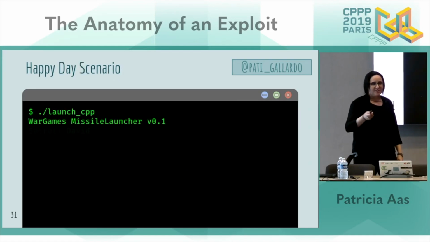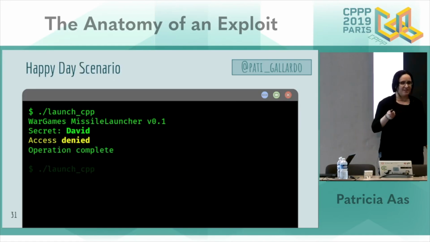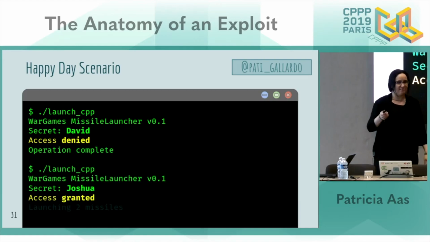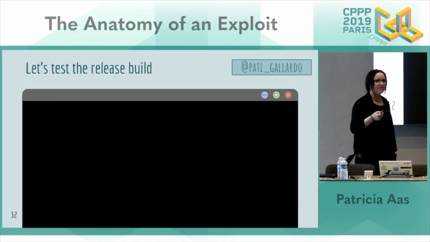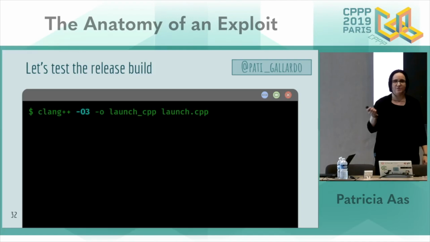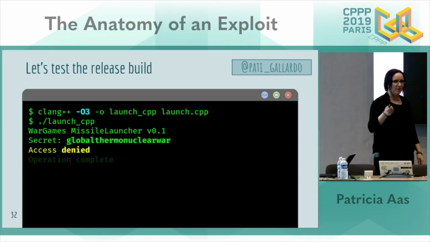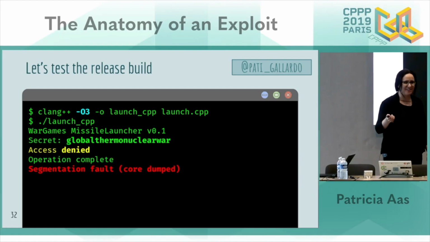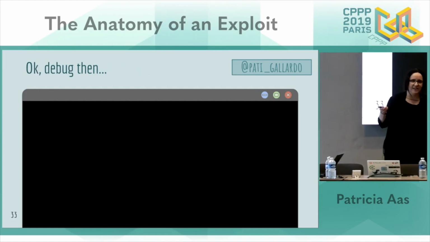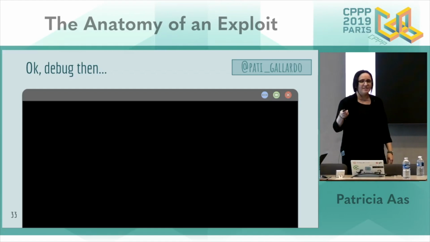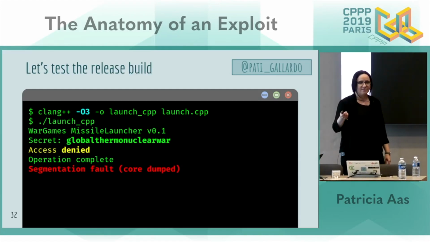And so we just run it to make sure it works as intended, and it looks good. Okay, so then we try the release build, and we do the same we did before. We're passing in the global thermonuclear war, and we get a segmentation fault, core dumped, which is unfortunate, and the same problem we had with the C code. Okay, but at least we know that something happened, right?